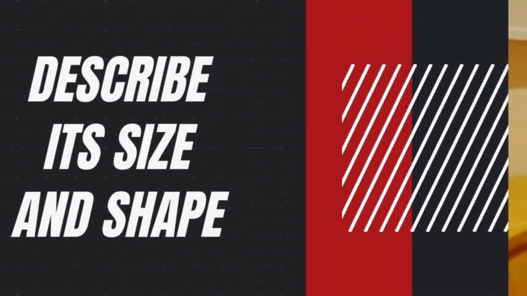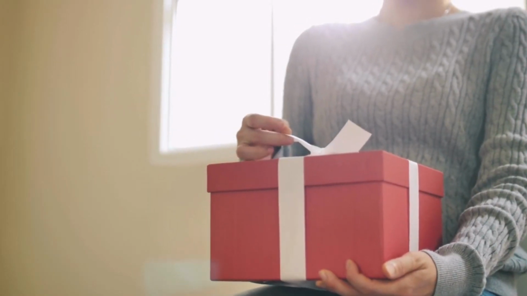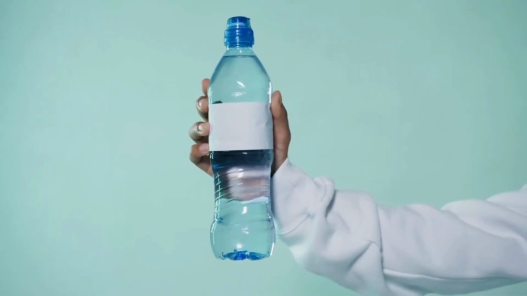Step 2. Describe its size and shape. It's a big round table. The box is small and square. It's a tall, slim bottle.